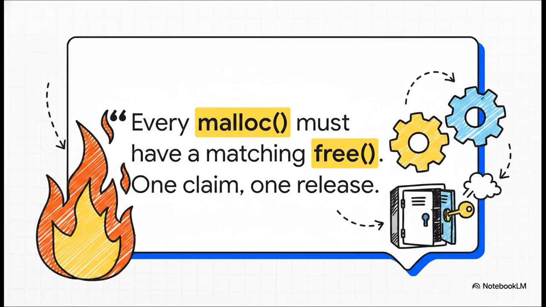To prevent those catastrophic crashes, you absolutely must burn this fundamental golden rule of C programming into your brain right now. Every malloc must have a matching free. One claim, one release. No exceptions. The free function explicitly tells the operating system, hey, I'm totally done with this memory locker. You can go ahead and let someone else use it now. It perfectly optimizes your memory usage and keeps your program stable long-term. Just a pro tip, literally never write a malloc without simultaneously planning your free.